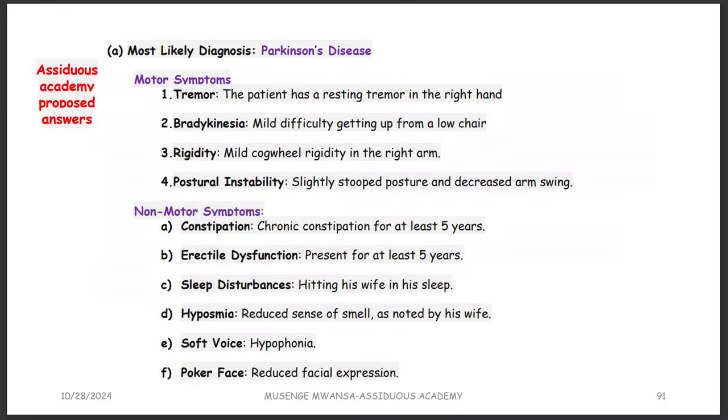So, I tried to suggest some things which I saw. Most likely diagnosis Parkinson's, their motor symptoms and non-motor symptoms, all these like reduced sense of smell, hyposmia, soft voice, hypophonia, poker face, reduced facial expression, hitting his wife in the sleep, sleep disturbance, erectile dysfunction for the past 5 years, constipation, chronic constipation for at least 5 years.